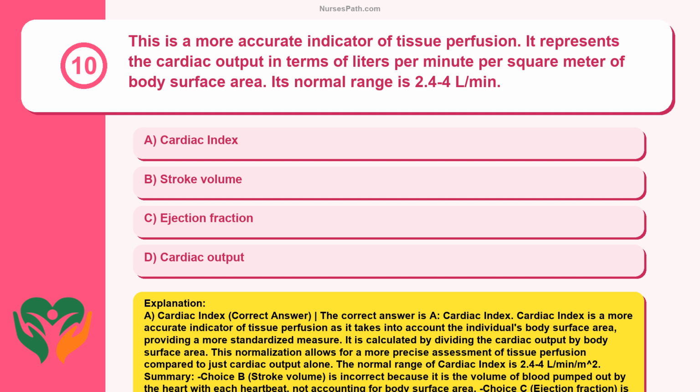Summary: Choice B, stroke volume, is incorrect because it is the volume of blood pumped out by the heart with each heartbeat, not accounting for body surface area. Choice C, ejection fraction, is incorrect because it is the percentage of blood ejected from the heart's left ventricle with each heartbeat, not adjusted for body surface area. Choice D, cardiac output, is incorrect because it doesn't consider the individual's body surface area, making it less accurate in assessing tissue perfusion.